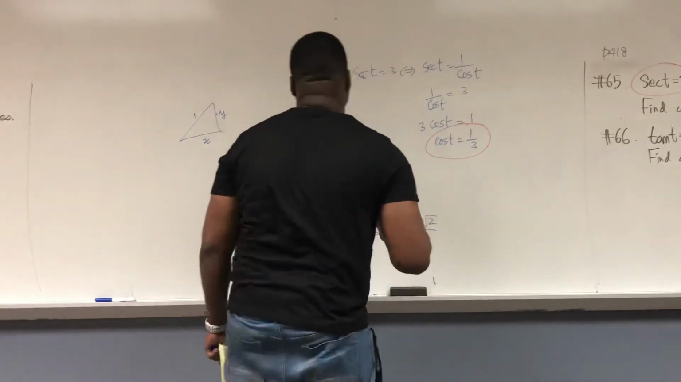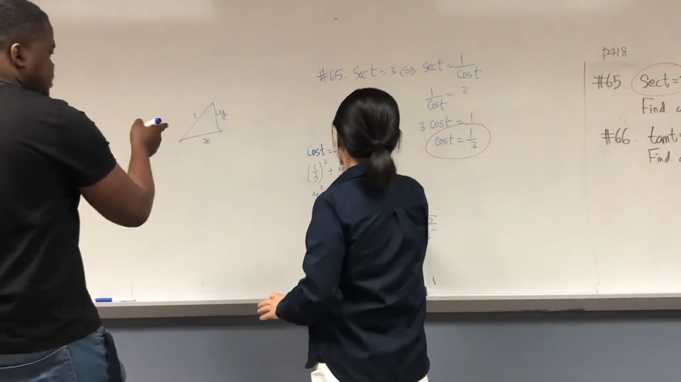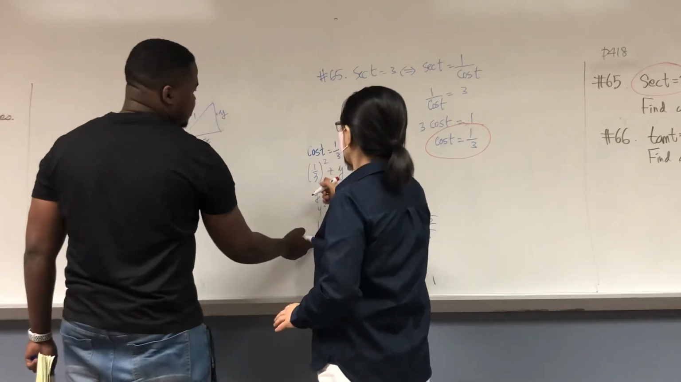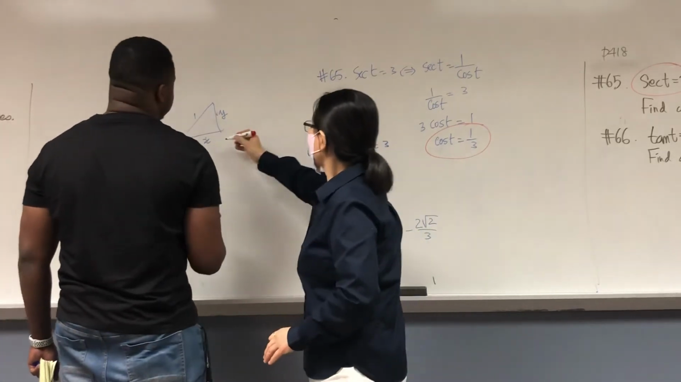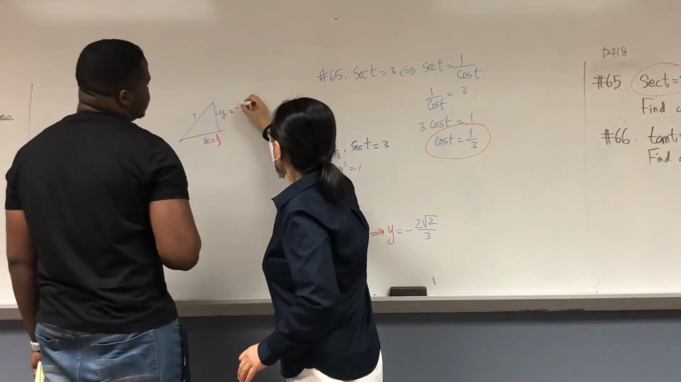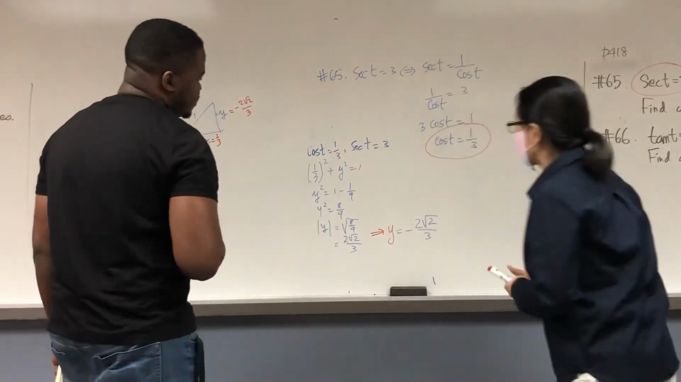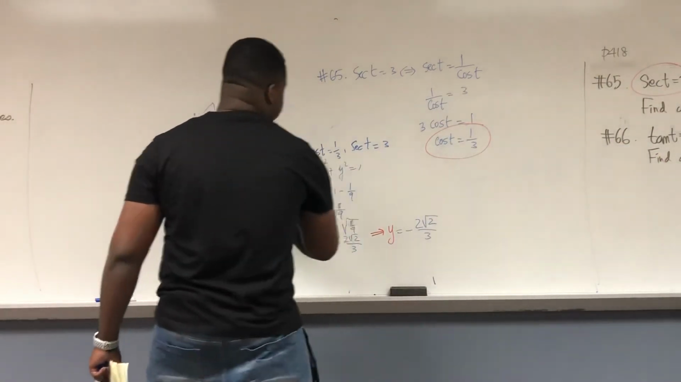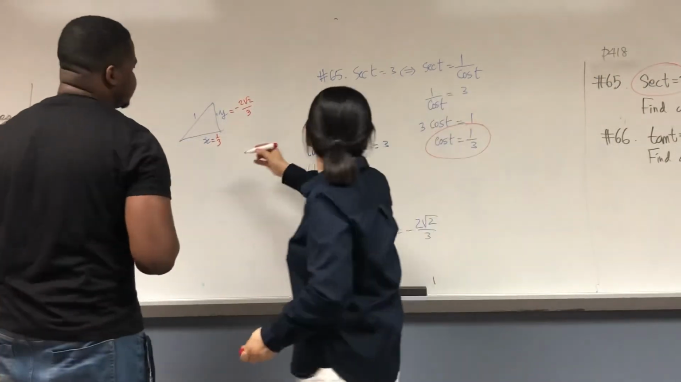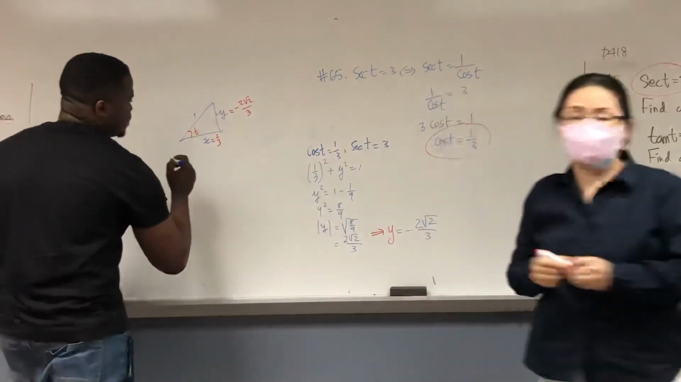Very good. Write down. So you got the what? Your x is 1/3. Your y is -2 square root of 2 over 3. So now everything you can do. Here. And this is your t. Am I right? Yeah. Go.